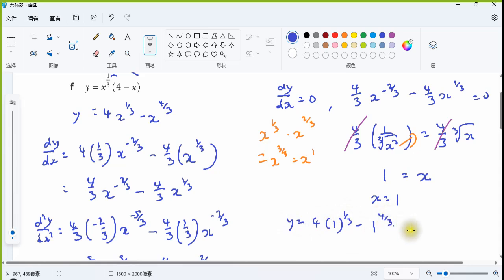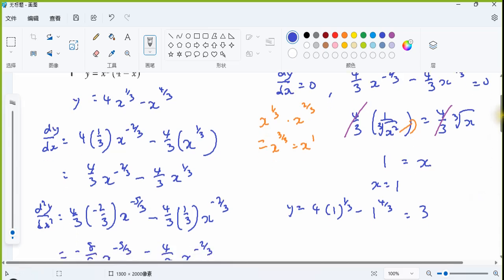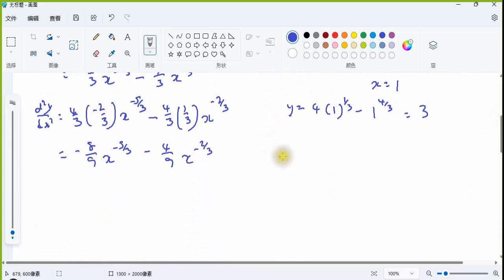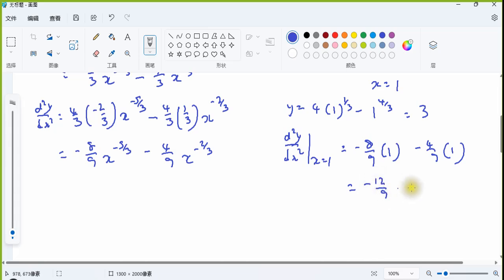Okay, so when x is 1, y equal to 4 times 1 power 1 over 3 minus 1, that is 4 over 3, 4 minus 1, 3. So we have (1, 3) here. Okay, so the second derivative at x equal to 1 is negative 8 over 9 times 1 minus 4 over 9 times 1. So it's negative 12 over 9, less than 0. Less than 0 is maximum. So we have (1, 3) is the maximum point.